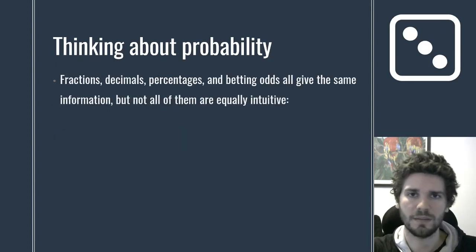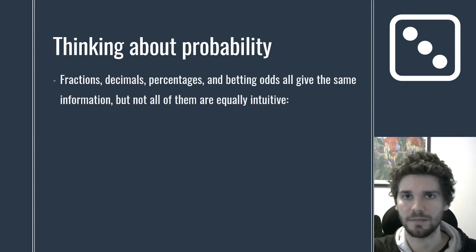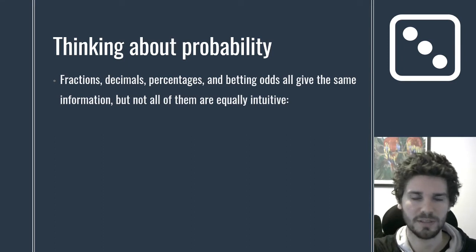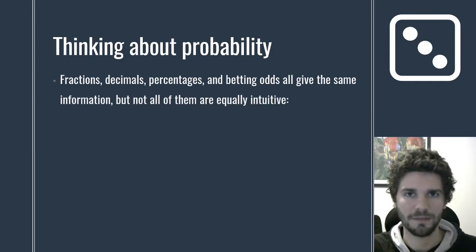So when we start thinking about probability, there's lots of mathematical ways of describing the same thing. You can use a decimal, like the probability of something is 0.2. You can use percentages, you can use betting odds, though there's enough complication there that I'm probably going to save how to convert between different betting odds for another video. And the key thing is, even though all of these different ways of representing probability are mathematically equivalent, they all give you the same information, that doesn't mean they're equally intuitive. They're not equally easy to think about, and they're therefore not equally useful when you're actually making a forecast.